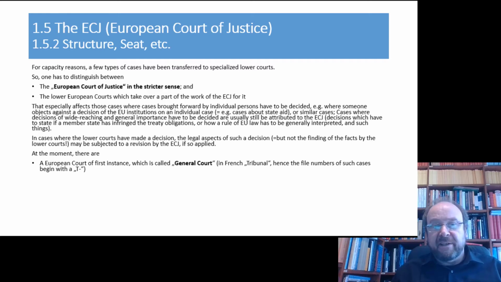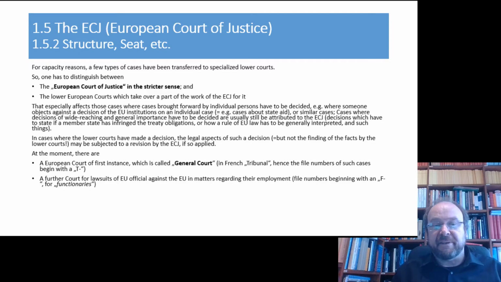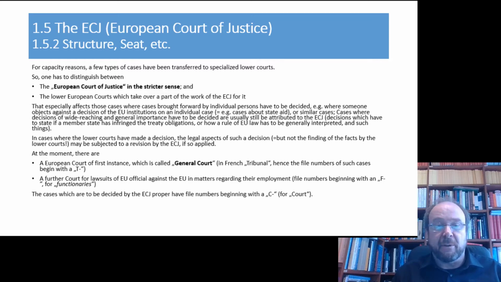So when you ever come across a court decision of the European Union, when some case first had to appear in the general court, then you will have a file number beginning with a T, because the general court in the French version is called the tribunal. When you have the other court, which deals with the complaints of the employees, the file number begins with an F for functionaries. And if you have a case which directly goes to the European Court of Justice in the stricter sense, it begins with a C for curia or court. So you can distinguish which part of the European Court of Justice deals with which matter.